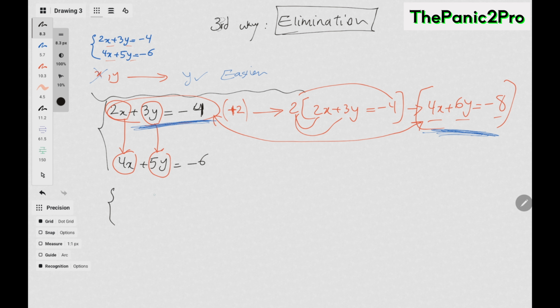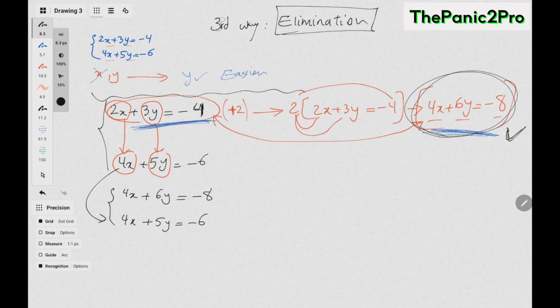So let's rewrite the equations. My first equation is changed to this one. This is my new transfer equation. First equation, 4x plus 6y is minus 8. Second equation is the same, I haven't touched that. 4x plus 5y is minus 6. So this is my new system of equation.